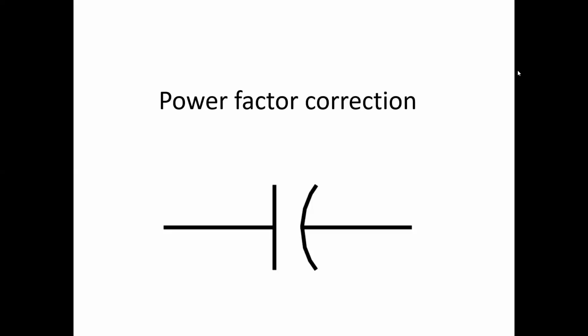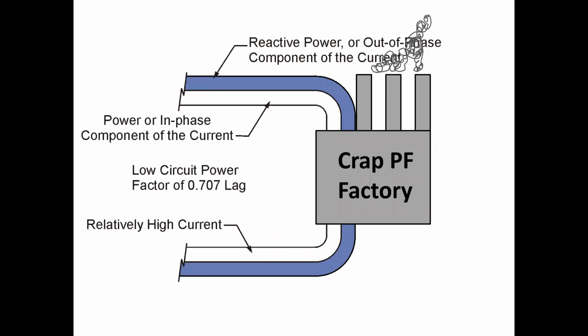Power factor correction. We're going to take a look at why we do power factor correction in this presentation. Let's take a look at a typical factory that all of us have seen on the side of the road. It's usually gray with 3 smokestacks belching all sorts of goodness knows what kind of pollution out into the atmosphere. And it has a poor power factor.